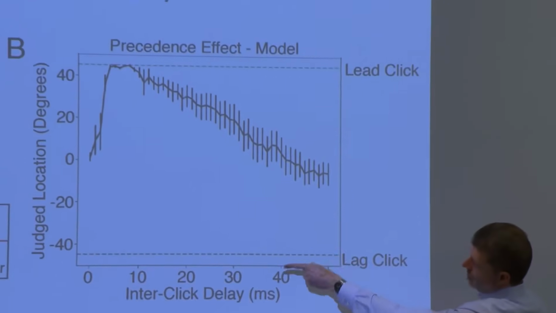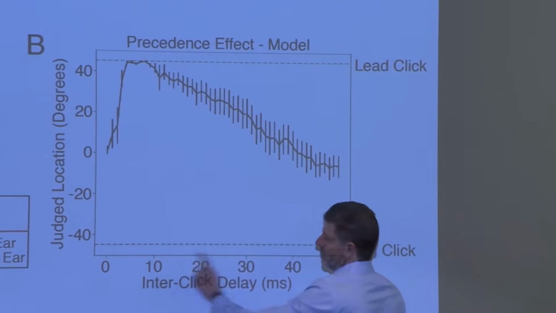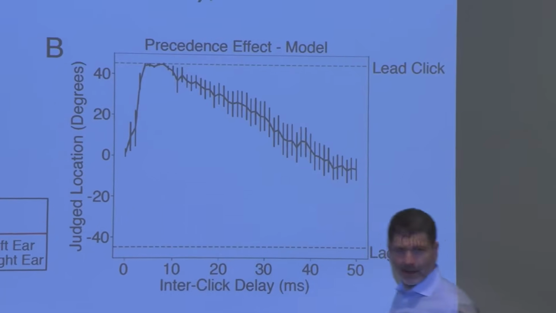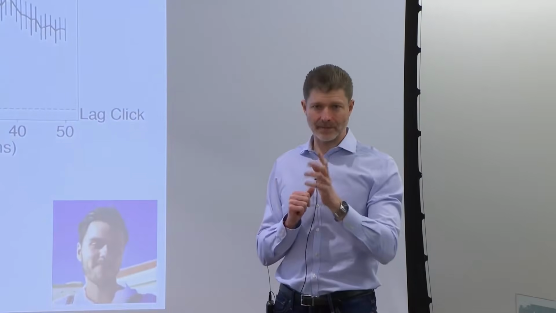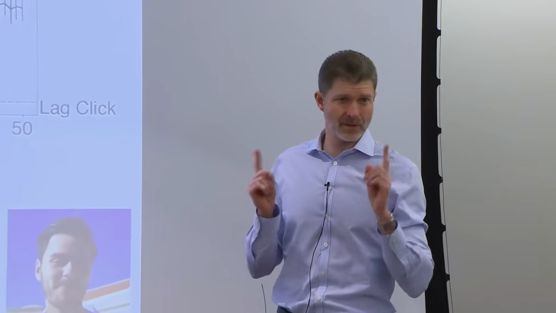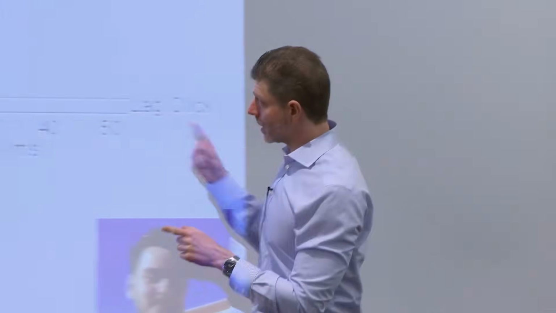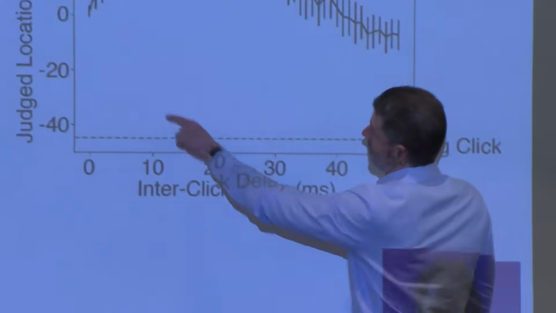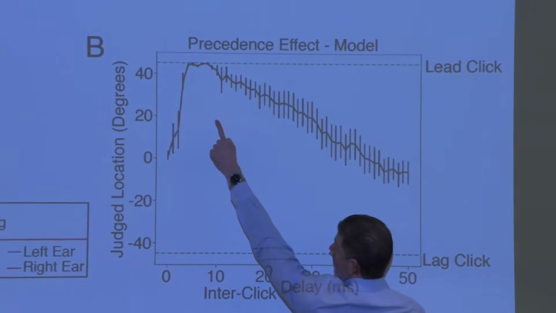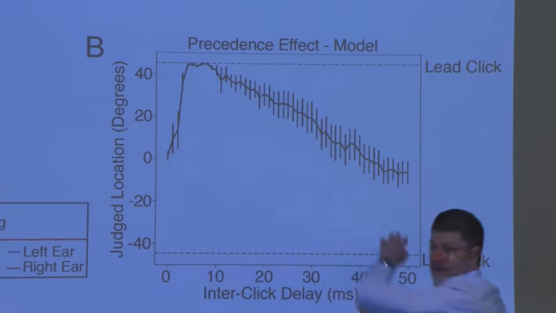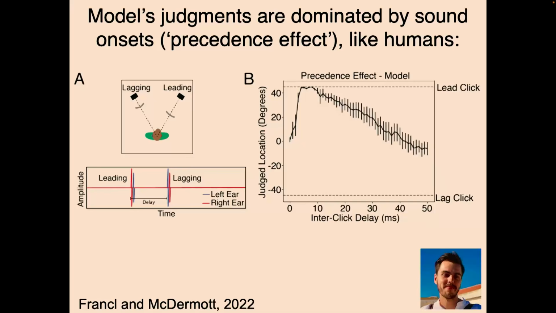And then this is the precedence effect in the model. So this is the model's judged location as a function of the interclick delay. Right? Now, this model is constrained to report a single location. So it can't tell us that it hears two things. Okay? But the location that it does ascribe to the stimulus is that of the leading click when the delay is short, and then that goes away. All right? So it looks an awful lot like the precedence effect. Okay, so that's nice.